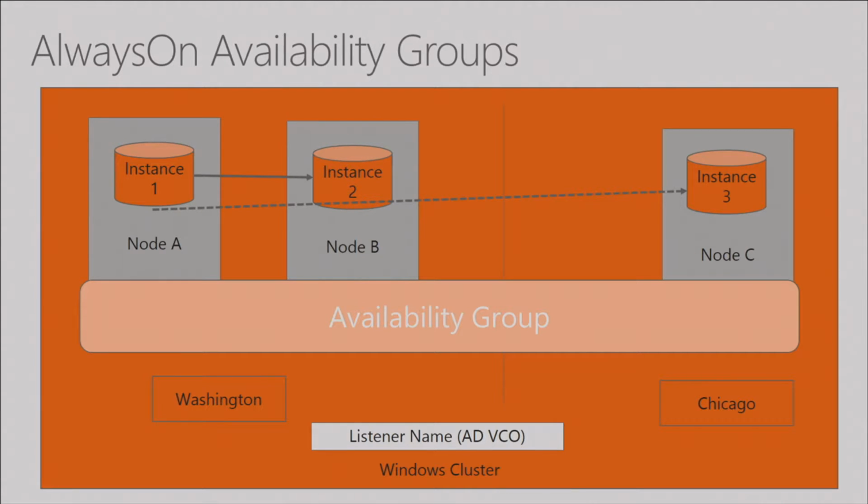So in this particular case, we've got 2 cities involved. We've got Washington and Chicago. The 2 servers on the left, node A and B, are going to be in Washington, and node C is going to be in Chicago. So that's obviously quite a bit of mileage between those 2 cities.